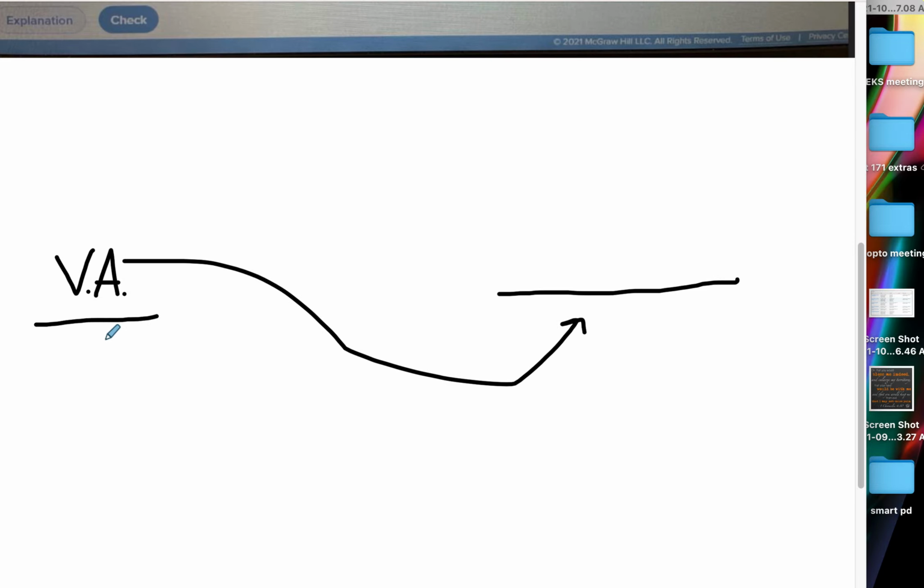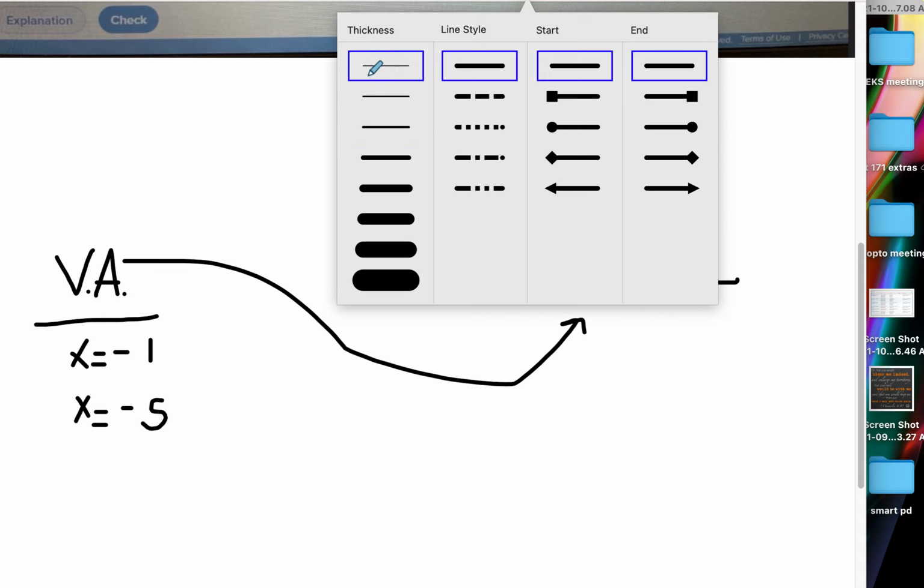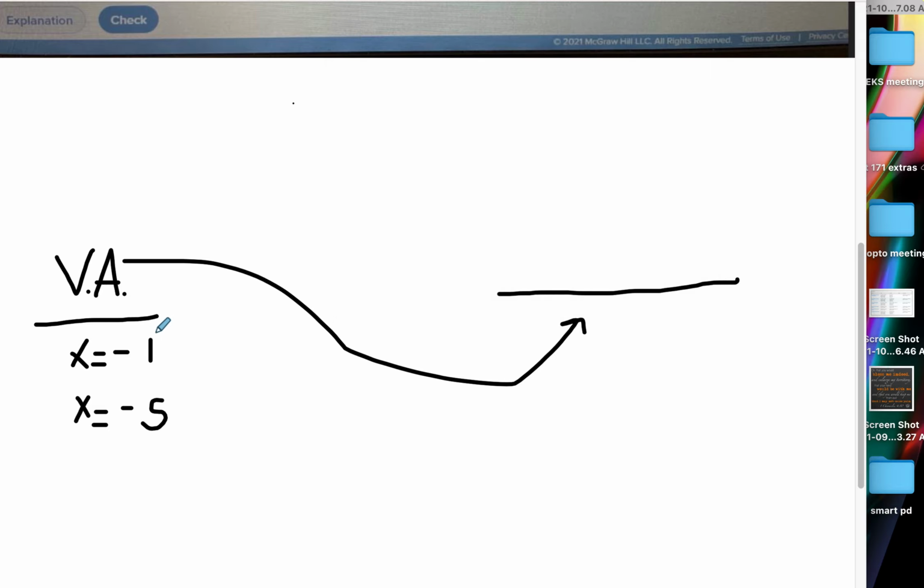So since my vertical asymptotes are x equals -1 and x equals -5, I can turn those into equations. The way that I turn those into equations is just this: move the number back over to the other side, because you get this by setting the equation equal to 0. So if I move the number back over to the other side, I've got x plus 1 equals 0, and I've got x plus 5 equals 0. These two binomials are my denominator. These are the numbers that are on the bottom.